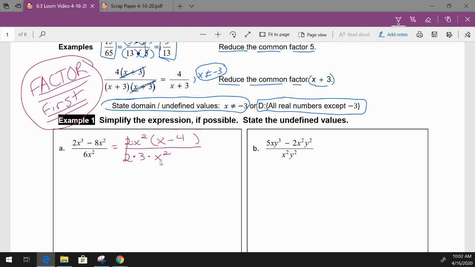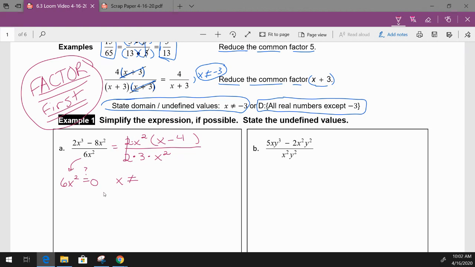Now, before I start eliminating any variables, you should always state your undefined values first. Even though this x squared is going to be reduced with the x squared in the numerator, you still have to state that x cannot equal, and in this case, what's the only value of x that we can square and multiply by something that would equal 0? Basically, you're asking yourself, if you take that denominator, what value of x would make this equal to 0?